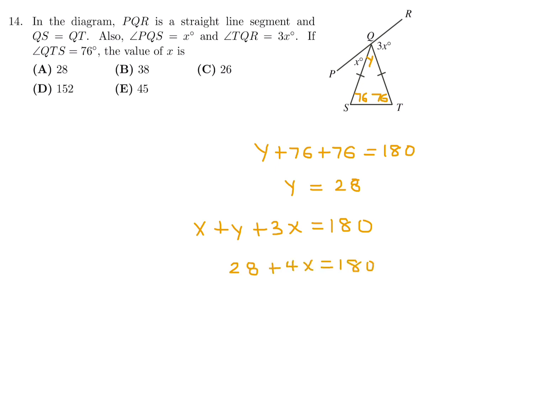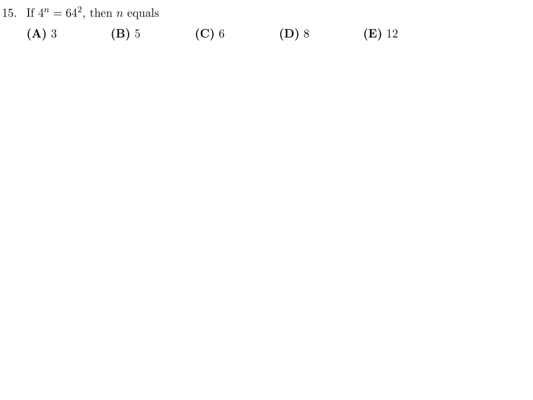So then we just solve this now. So 4x is going to be 152. And therefore x is 152 divided by 4, which is 38. And therefore number 14, the answer is B.